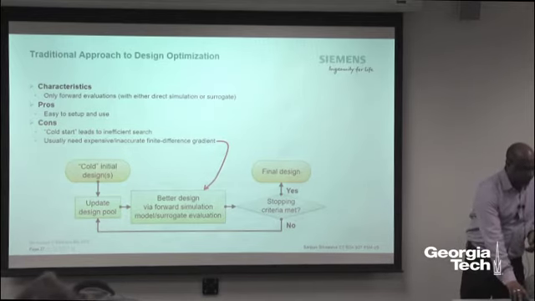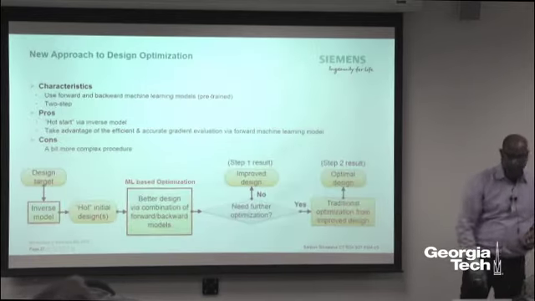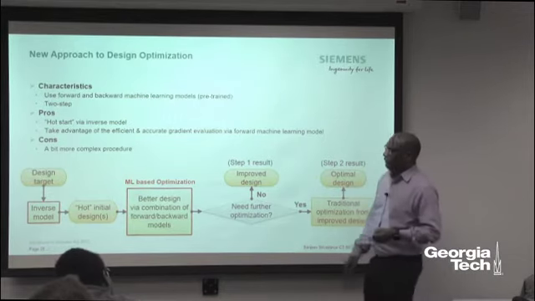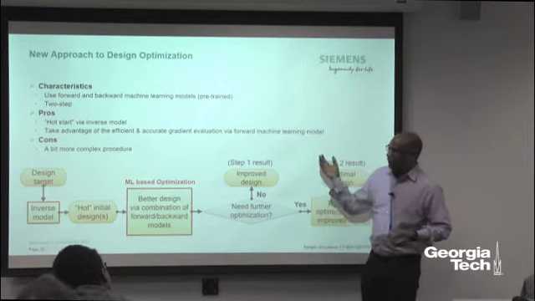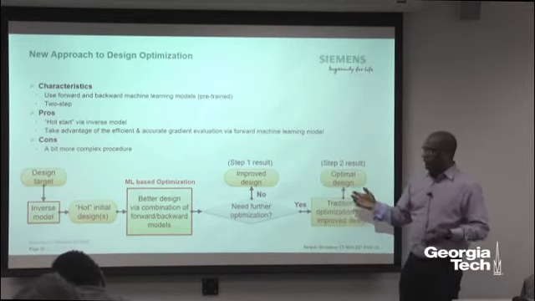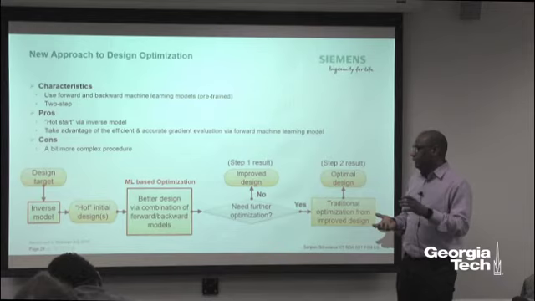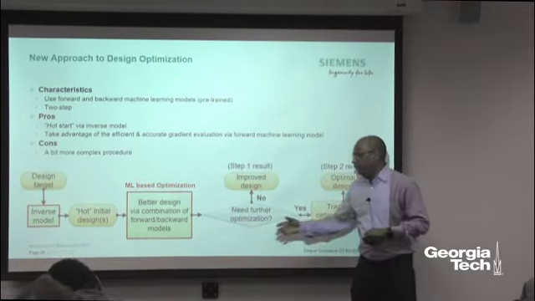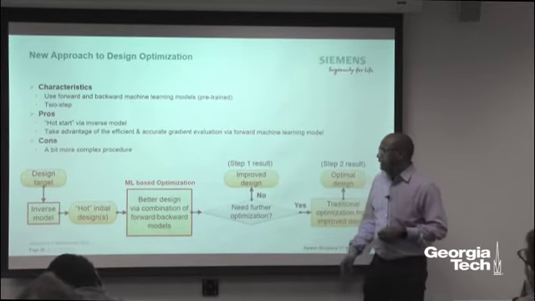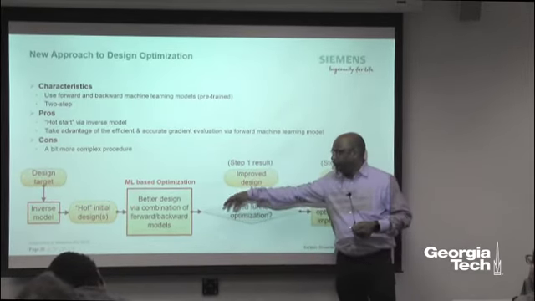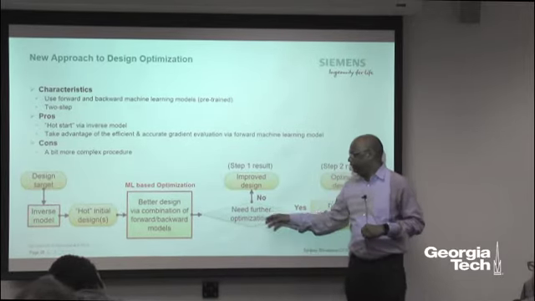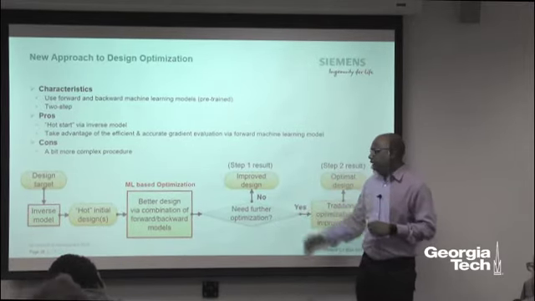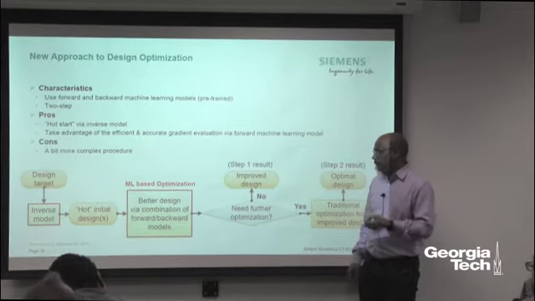So the idea is that maybe we can invert this process. Instead of starting from a cold design, what if we start with a design target? So we have our inverse model. We can start with a certain target. Instead of generating a cold initial design, we can generate a hot initial design, which has a high probability of meeting the design requirements. And then you do small perturbations around those hot design points to find out if I'm able to get an optimal design.